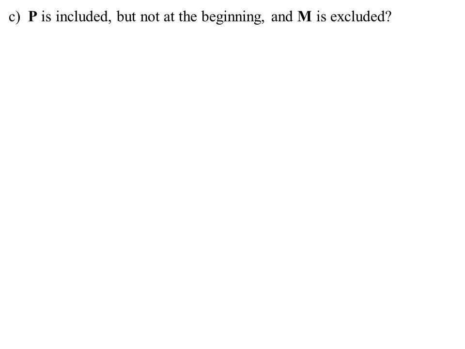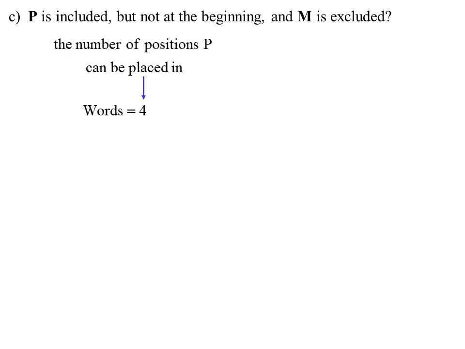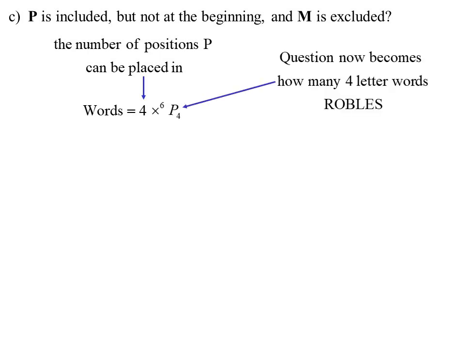Now, P is included, but not at the beginning. Oh, and M, we don't like M. Not going to use that letter. Okay, look after the restriction. I'm now going to place P, but I've got 4 spots I can put P. It can go anywhere, just not at the start. Let's get the other letters. But this time it's 6P4 because I can't use M. So I'm now saying, how many 4-letter words can I get from 6 letters?